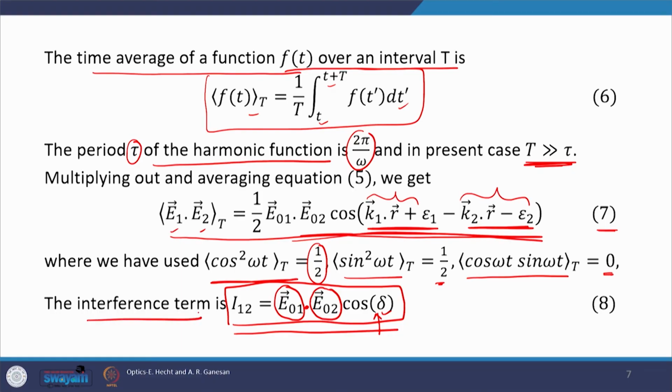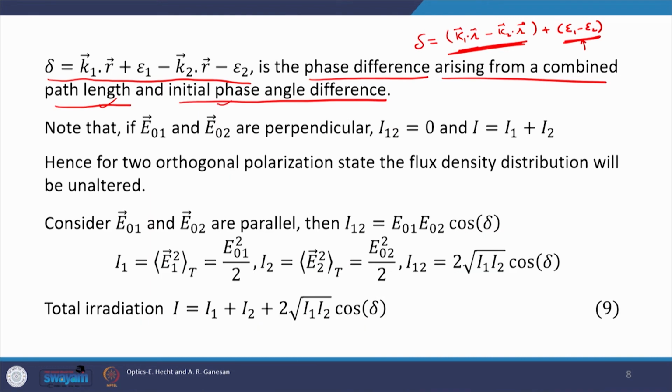Now, let us consider a special case. What is this special case? If vector E naught 1 and vector E naught 2 are oriented at 90 degrees, then what would be the interference term? If vector E naught 1 and vector E naught 2 are perpendicular, then what will be the dot product? The dot product would be 0. Vector E naught 1 dot vector E naught 2, if they are oriented at 90 degrees, gives 0 value, and therefore the cross term, or the interference term I12, would be 0.